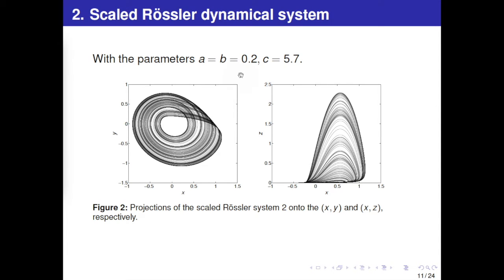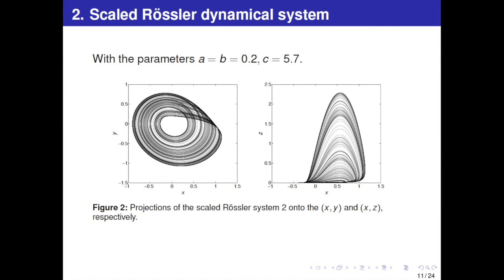Here, we can see both of the projections of the system. In this case, notice now how the variable x is ranging between -1 to 1.5, the variable y is ranging between -1.5 and 1, and the variable z is ranging between 0 and 2.5, instead of 25 as it previously did. Now we can continue with the electronic implementation of the system.